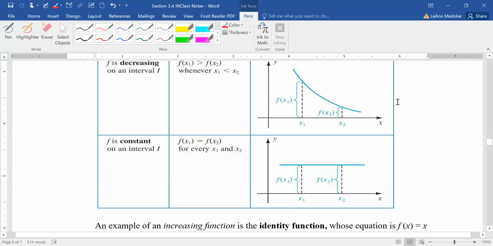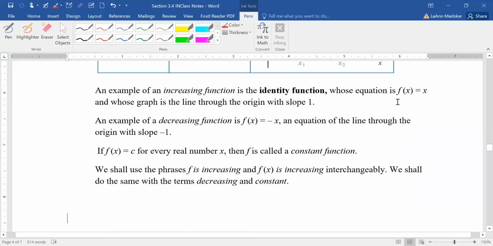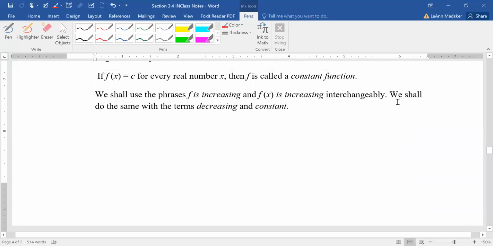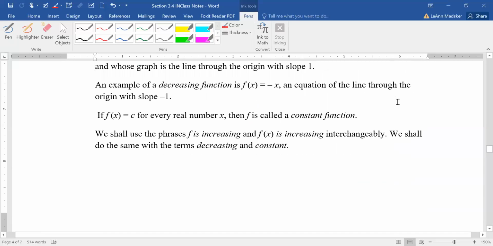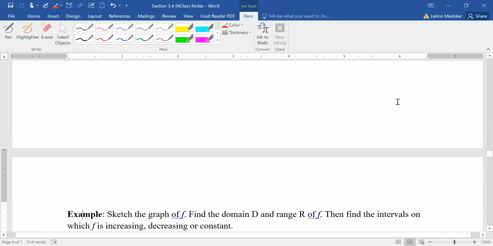As your x's get bigger, your y stays exactly the same, you have a constant function on that interval. So you can talk about increasing, decreasing, constant if your entire function does it, or you can talk about it on specific intervals. So what we're going to do with this is we're going to graph a couple of functions, sketching them, list their domain and range, and then we're going to talk about if they're increasing, decreasing, or constant. And you can graph these using any method we've used so far.